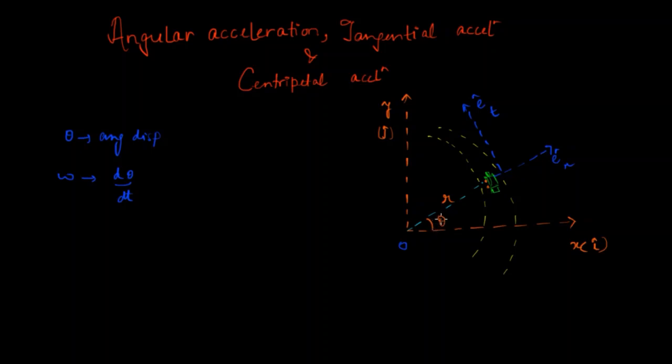What will be the angular acceleration? The angular acceleration will be the rate of change of the angular velocity with respect to time. The angular acceleration is denoted by alpha. So that will be d omega by dt, or d square theta by dt square, right? So this is the angular acceleration.